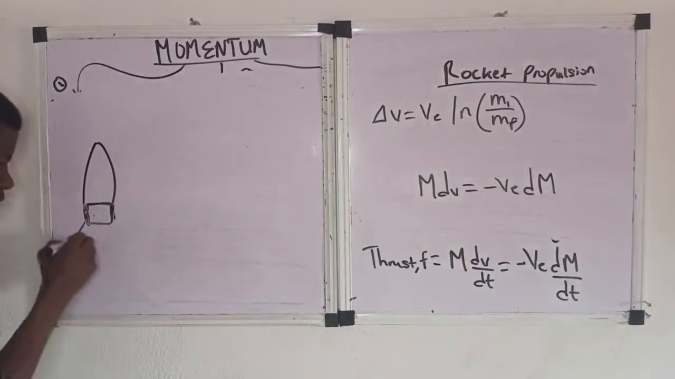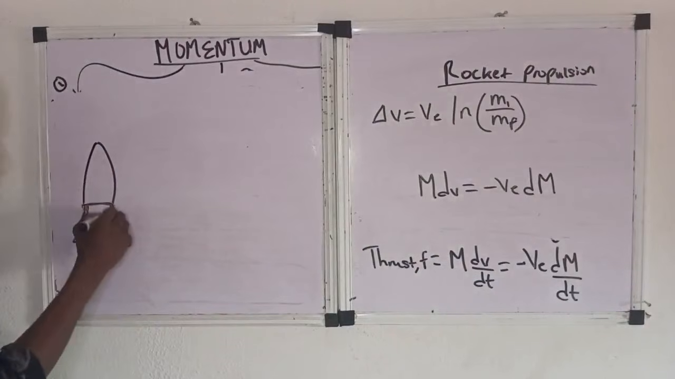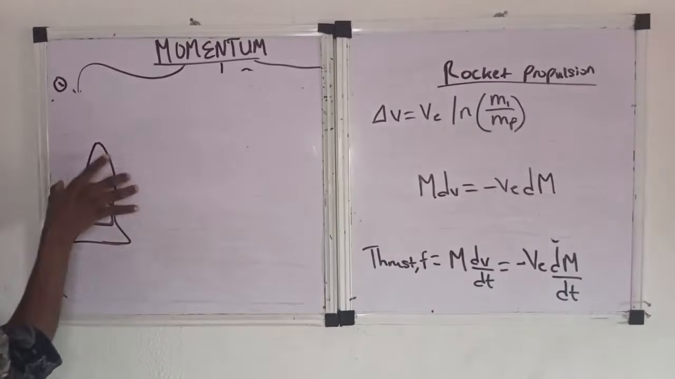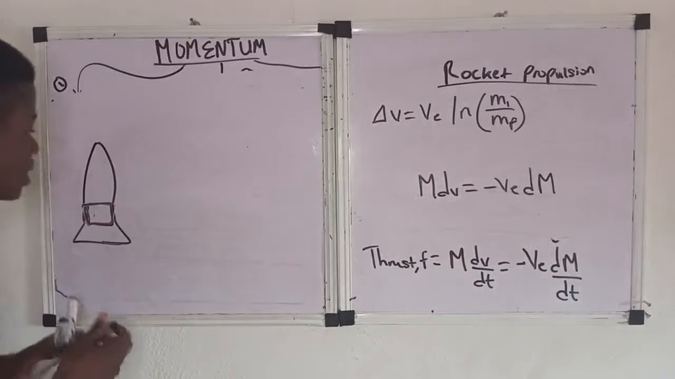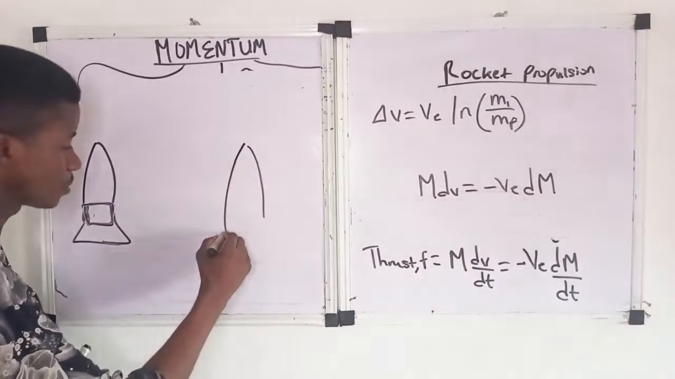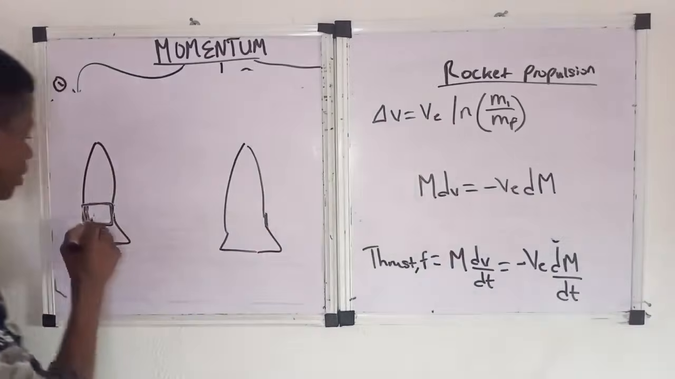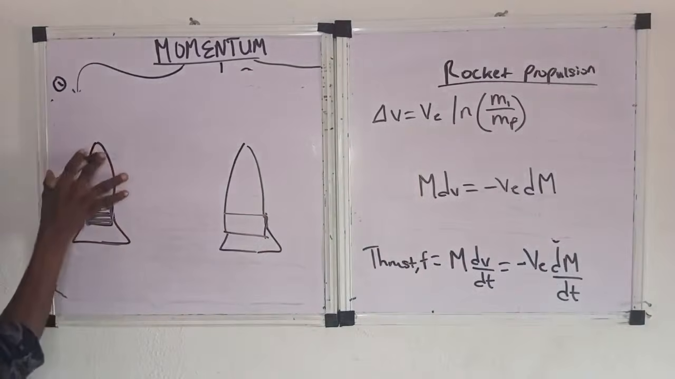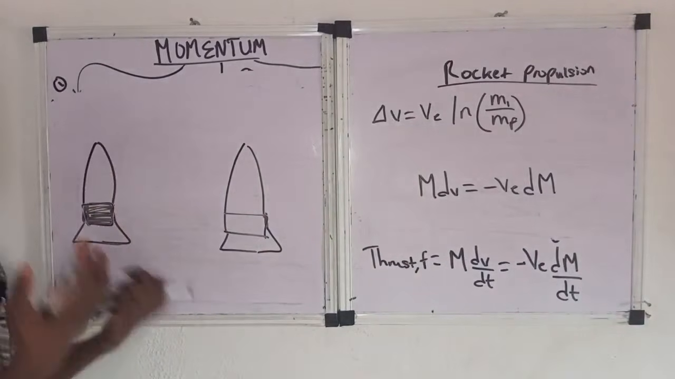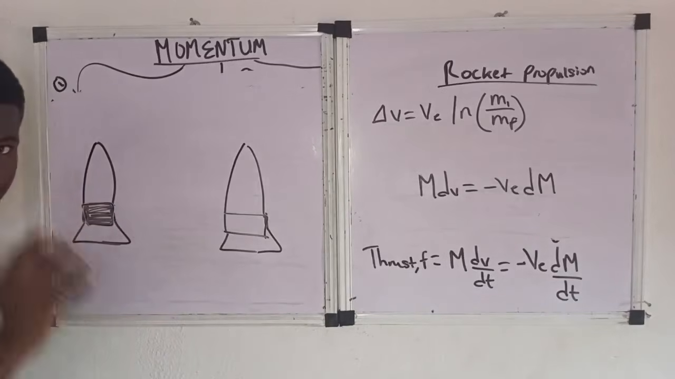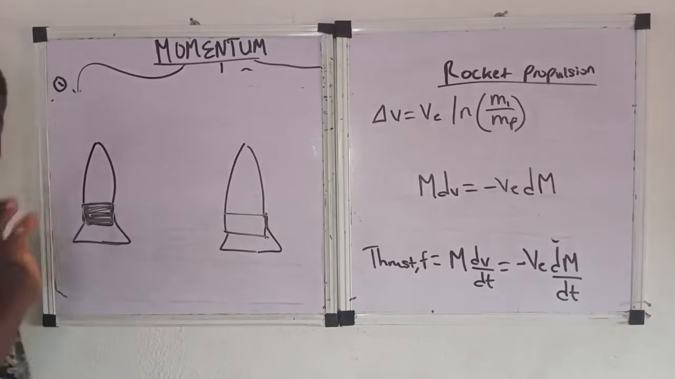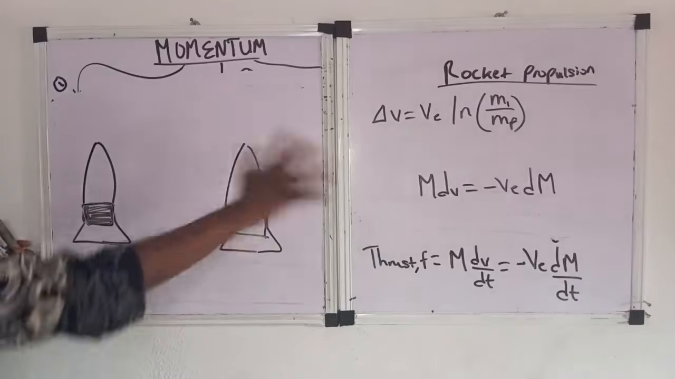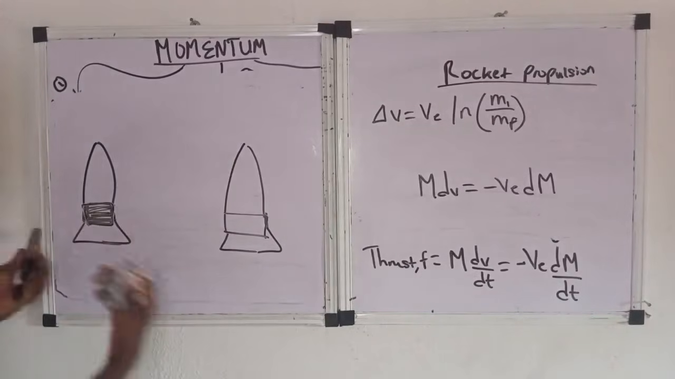Now let's say this is a rocket, and this is the part that contains the fuel. This is the rocket that has not been launched yet, and this is also the same rocket. Initially, before this rocket is launched from the ground, let me explain how it is.